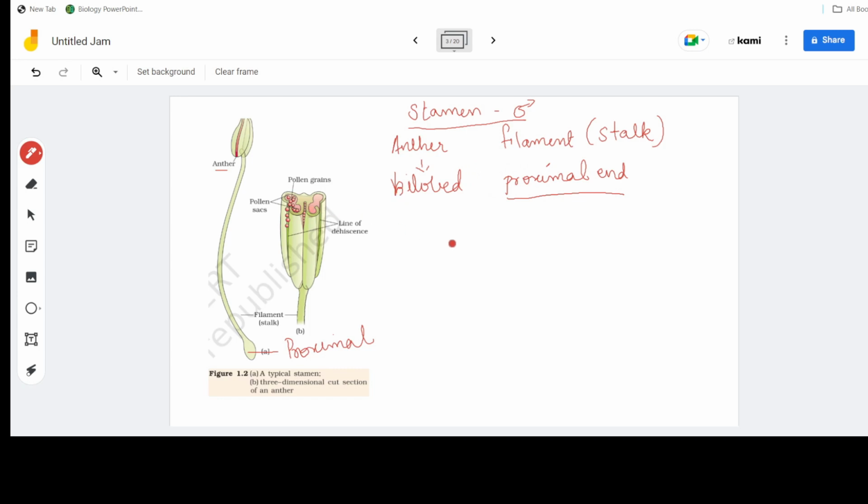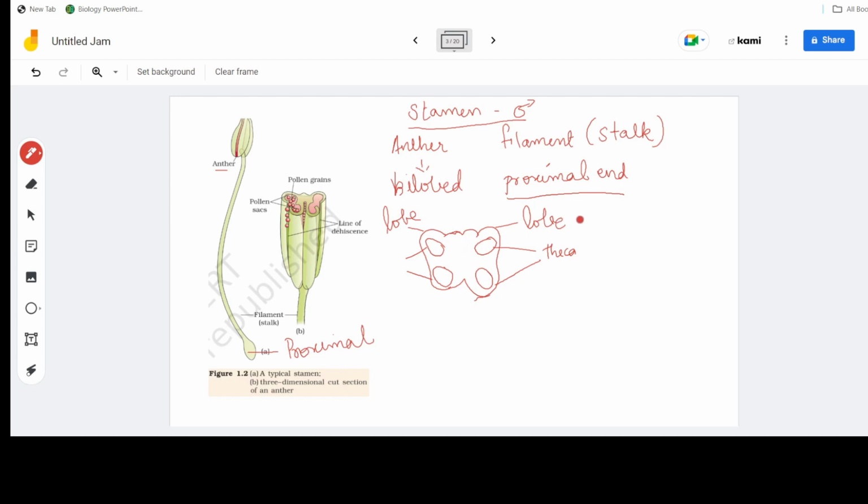It is a bilobed structure. You can see here it has 2 lobes, one lobe here and the other lobe here. Fine. Each lobe has 2 theca. This is one lobe and this is another lobe. Now each lobe has 2 theca. Theca means chamber. So this is one theca and the lower one is the other. One lobe has 2 theca, and again the next lobe has 2 theca, right?